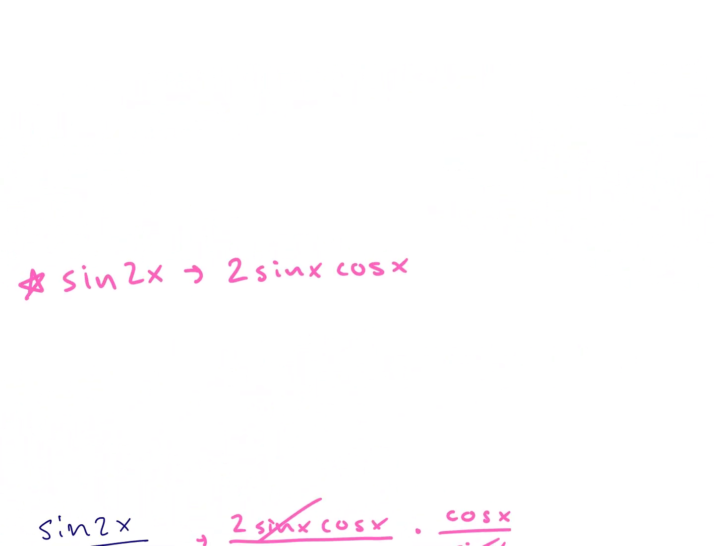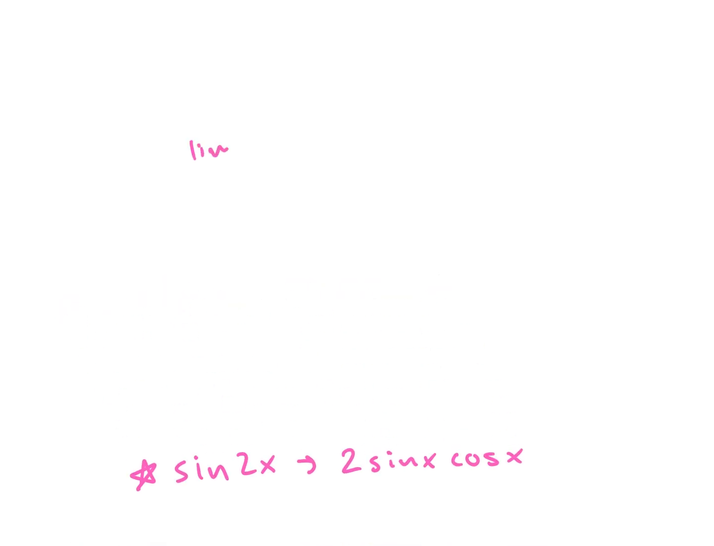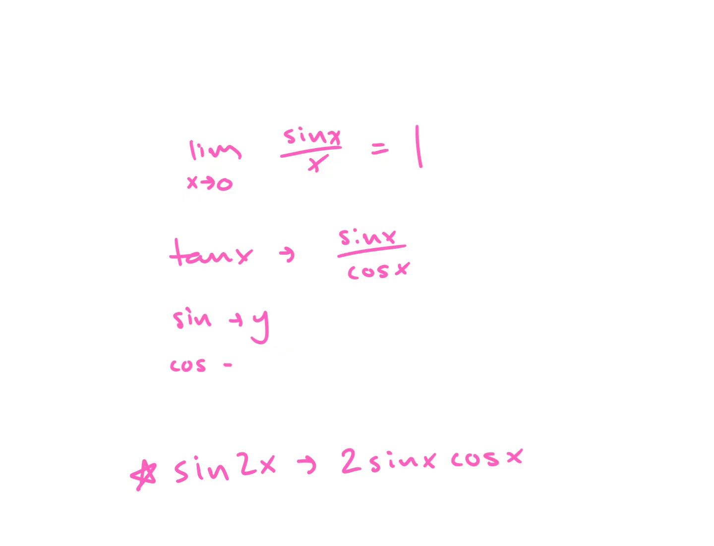You need to know the derivatives 100% for sure. You need to know that the limit as x approaches 0 of sine of x over x equals what? 1. Perfect. Also knowing that tangent of x would be sine of x over cosine x. You need to know sine is y, cosine is x, tangent is y over x, and they're reciprocals. So cosecant would be 1 over y, secant is 1 over x, and cotangent would be x over y.